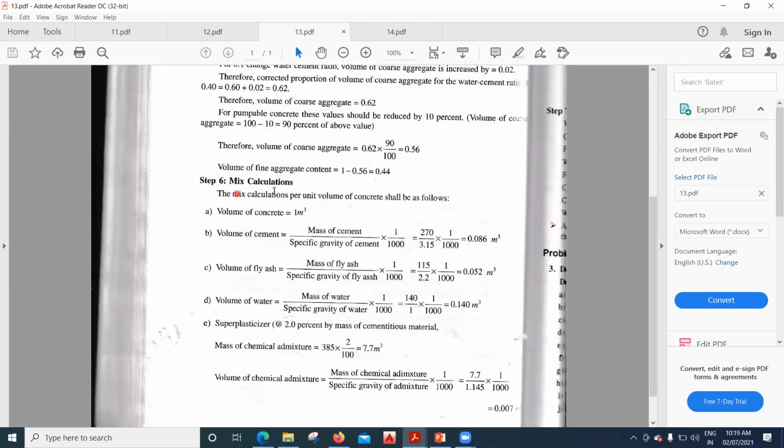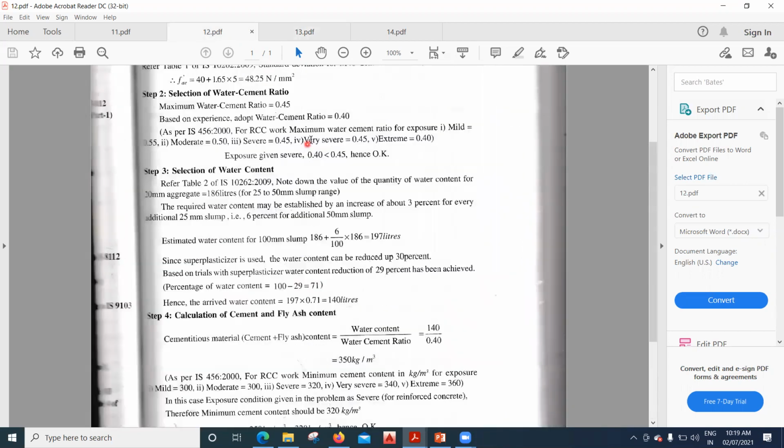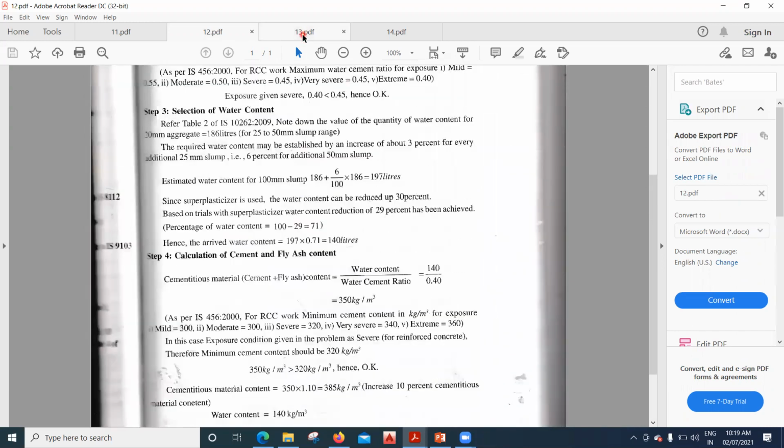That's it. Next, coming to the mix calculation, volume of concrete we always speak in terms of cubic meter, so it is 1 cubic meter. Volume of cement will be mass of cement divided by specific gravity of cement, into 1 divided by 1000. Mass of cement is how much? 270. From where did we get it? Go back here. It is written here, 270.